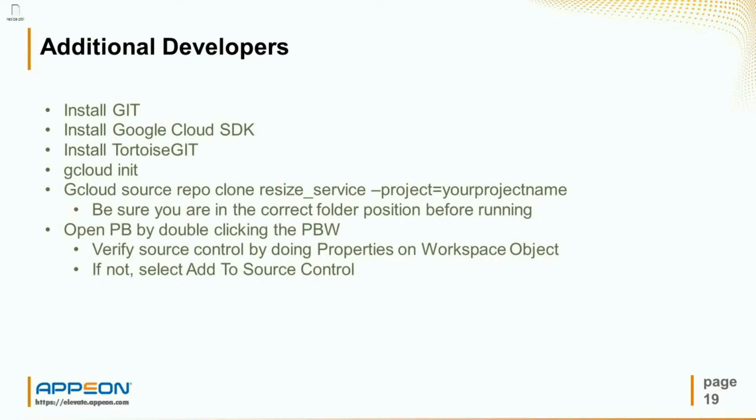Okay, so for additional developers, you're going to do basically the same thing. You're going to install all three things, the Git, Google Cloud SDK, and the TortoiseGit. Then you're going to run that gcloud init, and you're going to also do the gcloud source repo clone. And at this point, it's going to have code in the folder because you're copying something that's already been pushed up to the cloud. Okay, and again, like I said, be sure you're in the correct folder before you do that gcloud clone.